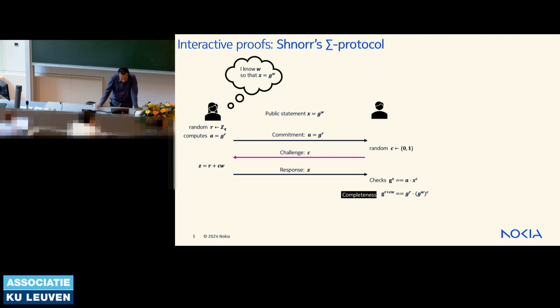And the completeness is as follows. So we have G power of Z. Z was R plus C times W, right? So this is equal to G power of R, because A is G power of R, right? We had it in the commitment, in the first communication. And G to the W is X. We replace that, and if you do the simple high school math, this is correct. And Bob is convinced that she could come up with this Z, and she knew W.